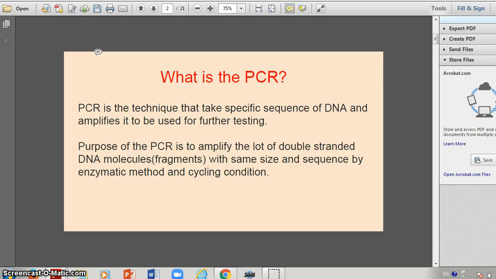Keep in mind, so what is PCR? PCR is a technique where specific sequences of DNA are amplified. What is amplification? That is production of n number of copies of DNA. It's a technique where specific sequences of DNA are amplified and that is further tested. The PCR products are also analyzed using gel electrophoresis.